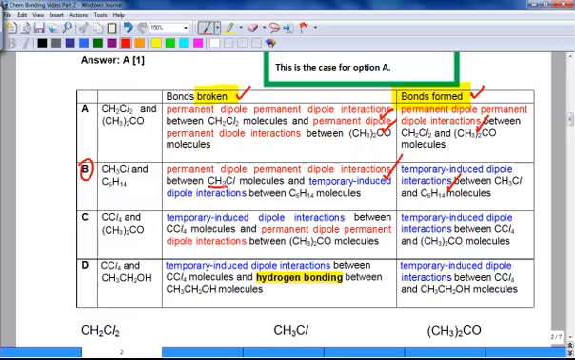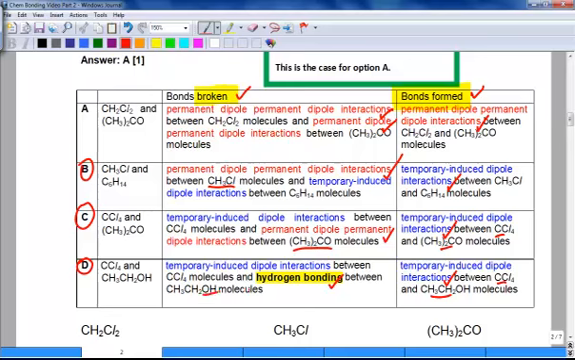between CH3Cl. For option C, the TID that is formed between the solute-solvent is not stronger than the PD-PD broken between the (CH3)2CO molecules. Similarly, for option D, we also have TID that is formed between the solute and solvent, and it is not stronger than the hydrogen bonding between our ethanol molecules.